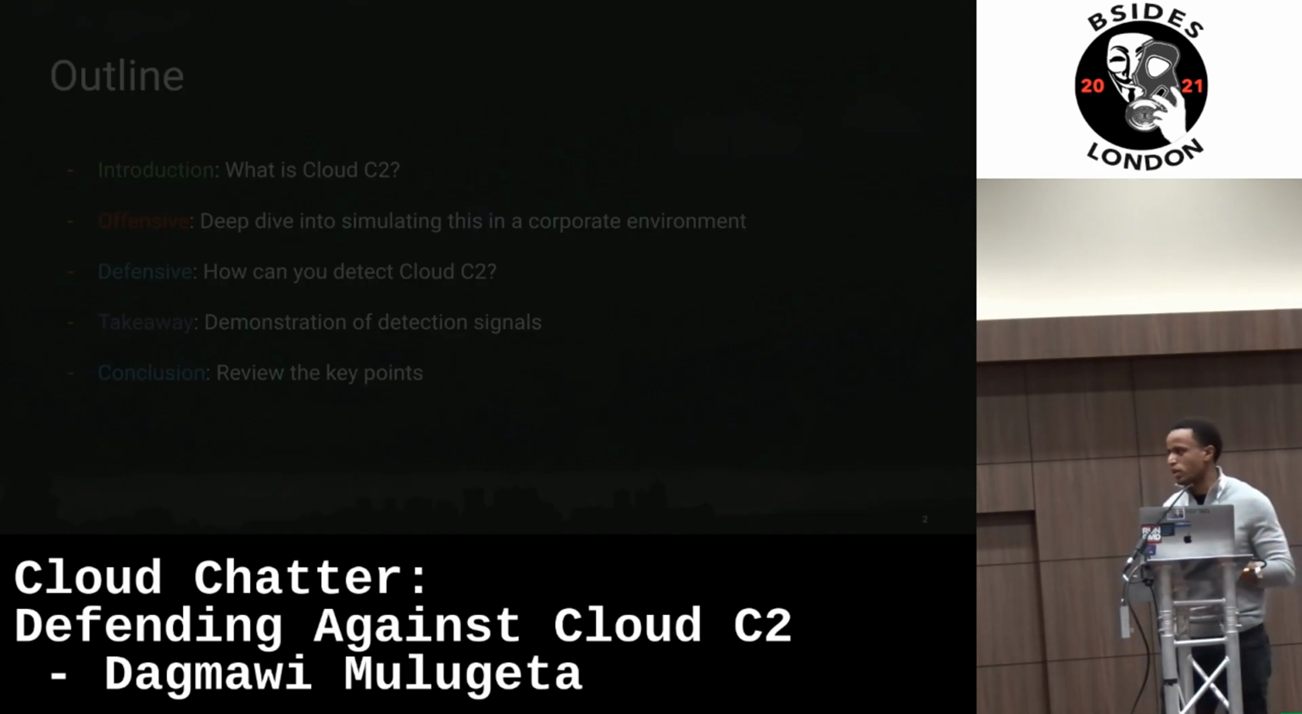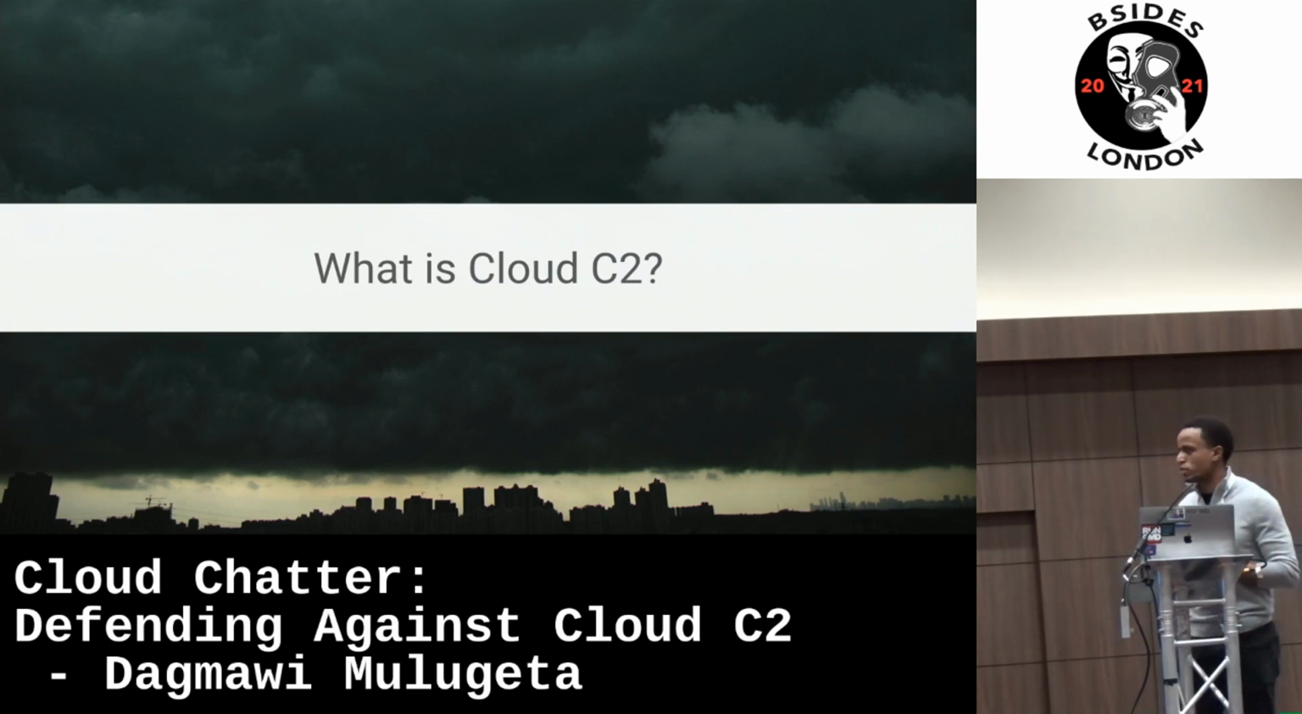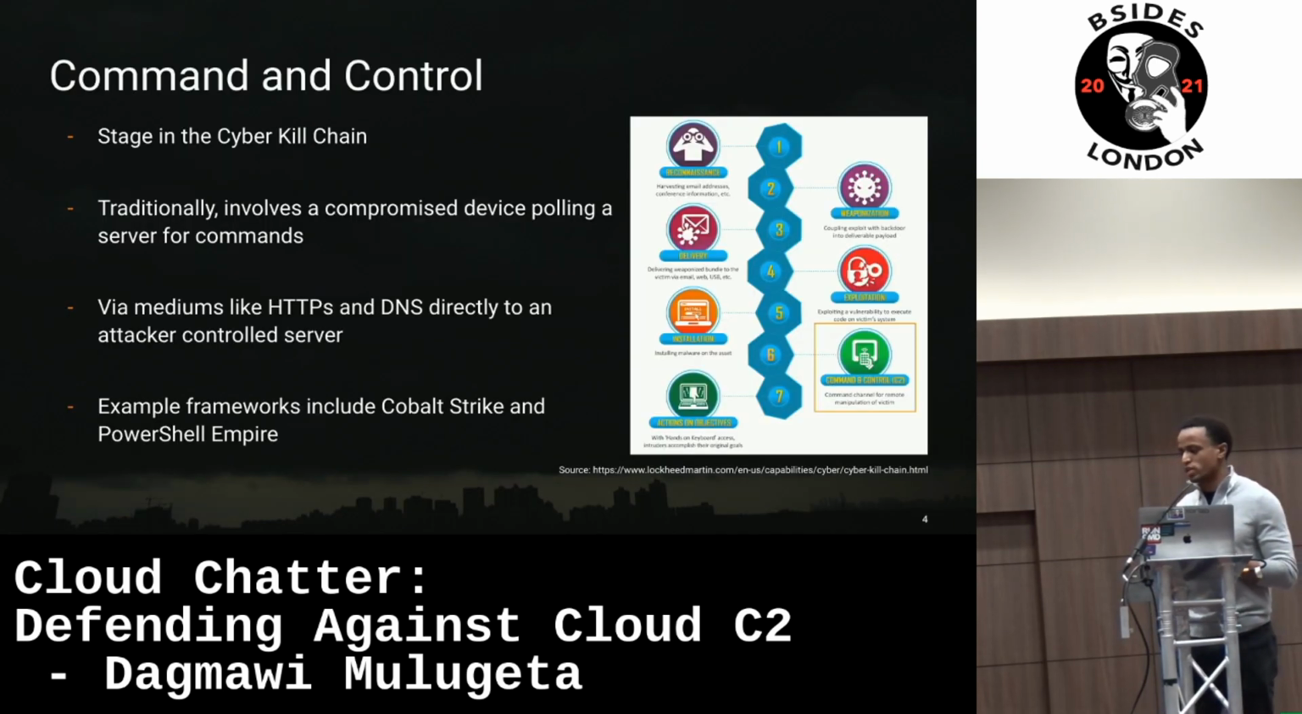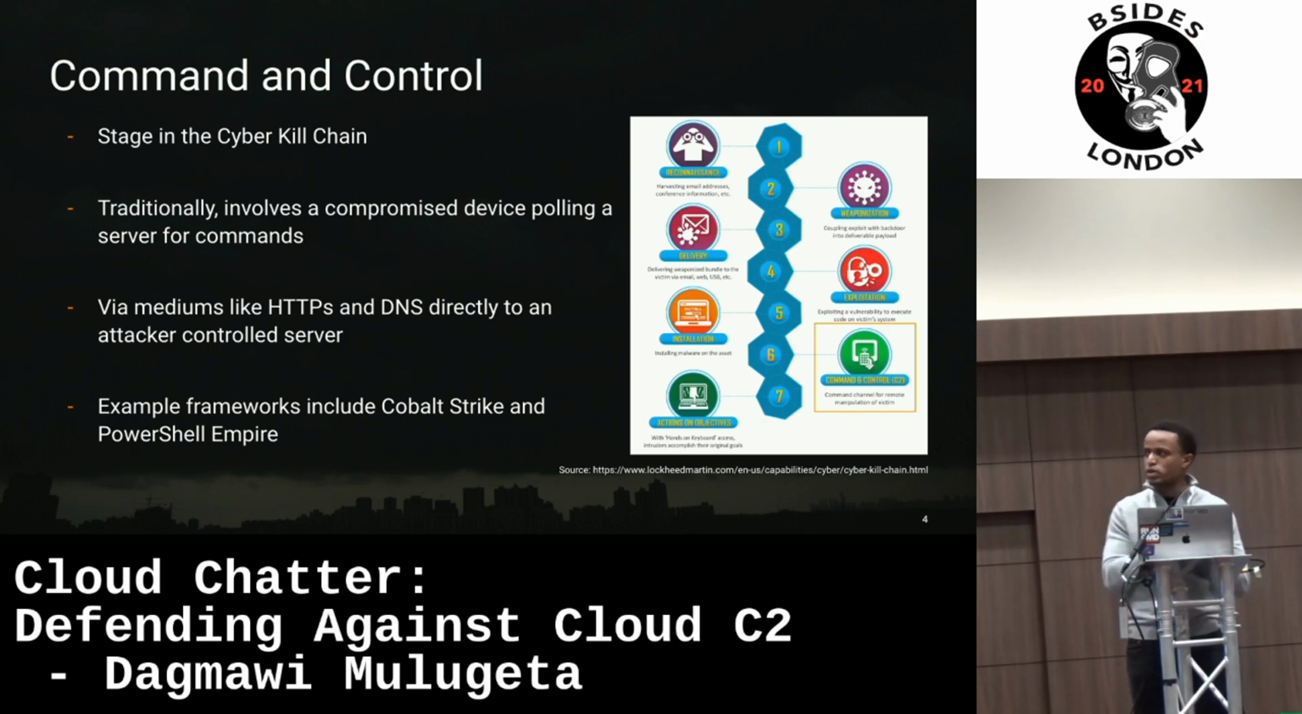So let's get started. What is Cloud C2, right? Before we get into Cloud C2, let's talk a little bit about what command and control is. Command and control, for the maybe one person in here that doesn't know this, is a stage in the cyber kill chain. The cyber kill chain is a set of steps an attacker uses when they compromise a target system. It typically starts with doing some reconnaissance.